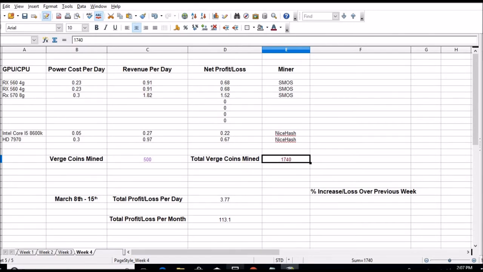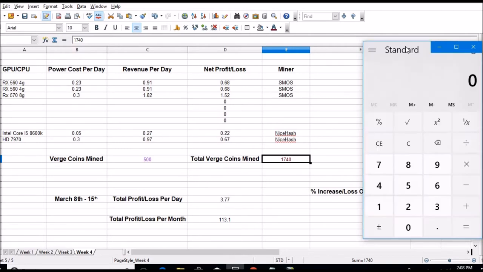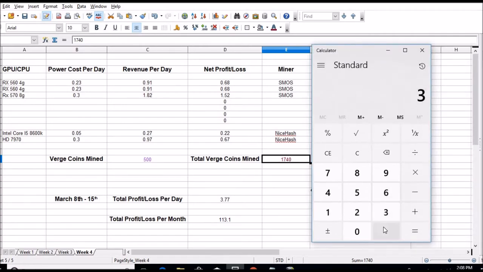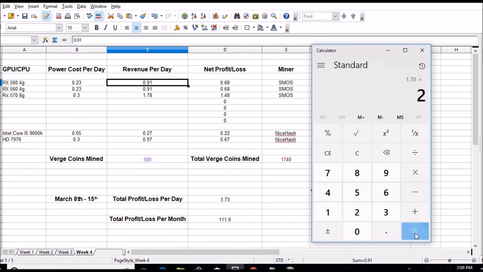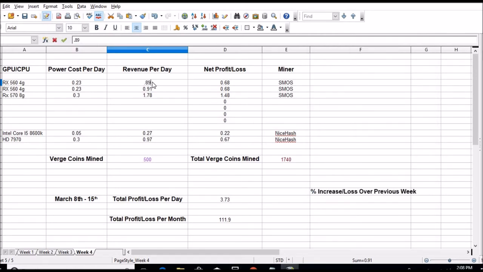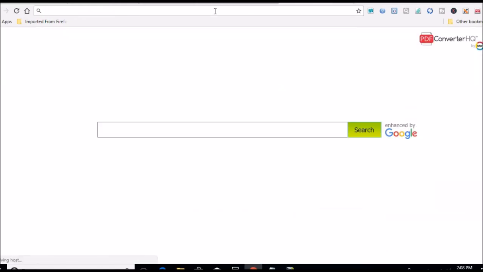So let's pull up my calculator. If it'll load here for me. All right, 3.56 divided by 2. Divided by 2 because I got one RX 570, two 560s. The 570 is pretty much half the rig. So that would go down to $1.78. And then these would be the other half, so I divide that again by 2, giving me 89 cents. .89.